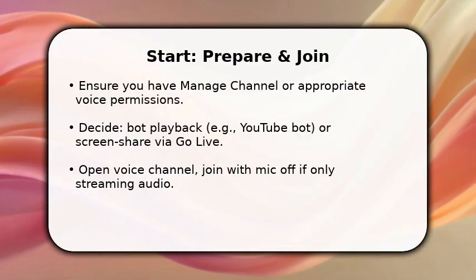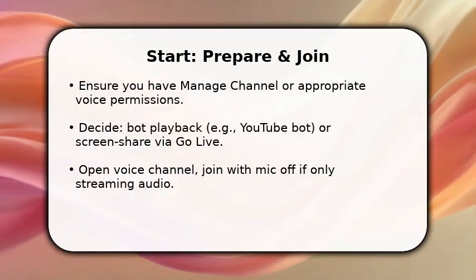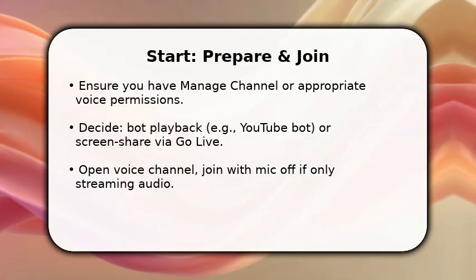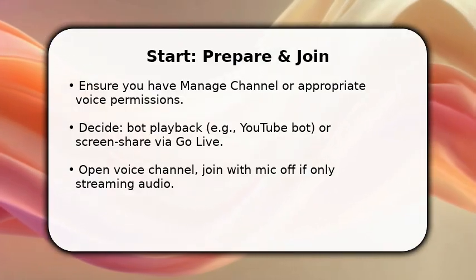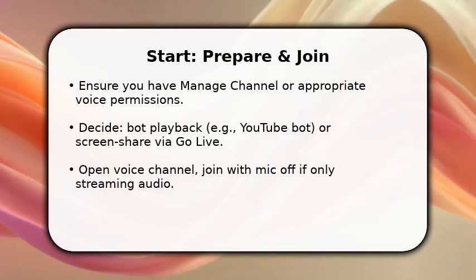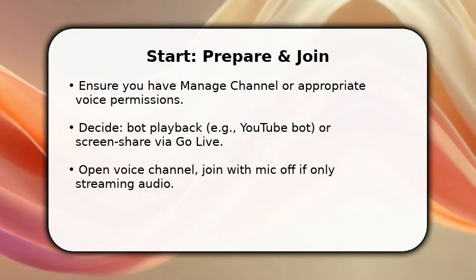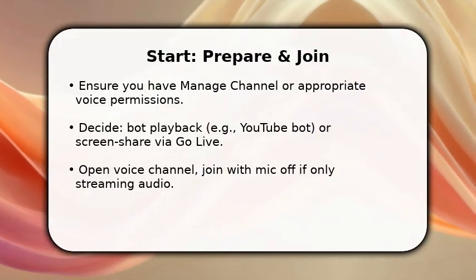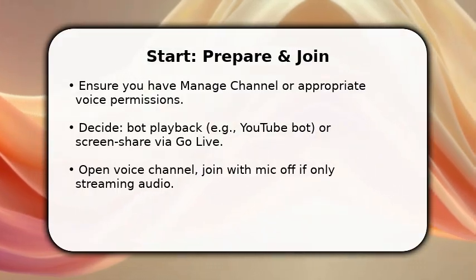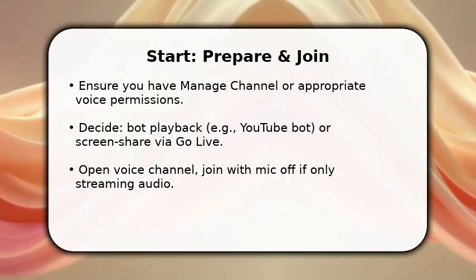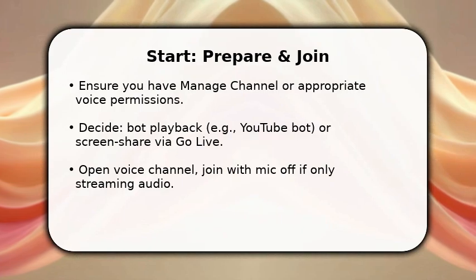You begin by confirming permissions and picking a delivery method. Once chosen, act immediately. Invite or enable a trusted YouTube playback bot, or prepare your desktop for Go Live screen share. Make sure Discord input/output are set to the device you want, and mute your mic if you only want audio. After joining the voice channel, test a short clip to confirm volume and latency. This first step prevents permission errors and wasted time later.